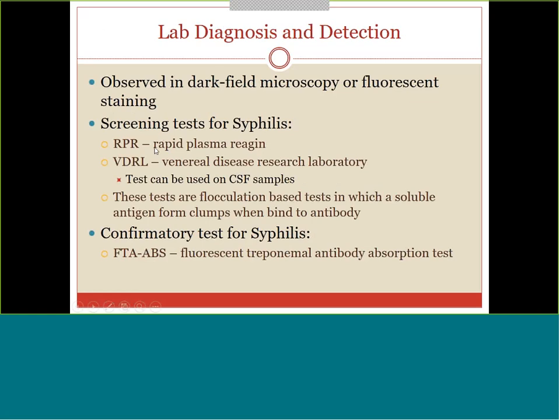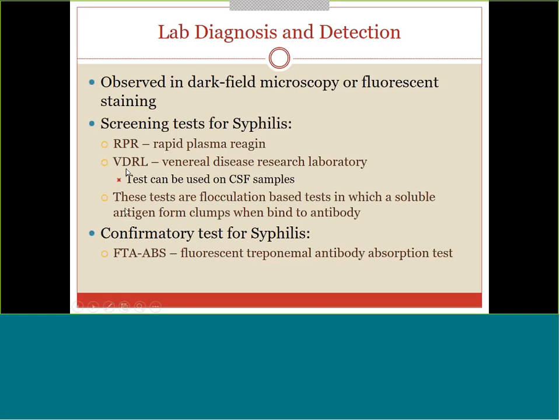The two screening tests are RPR and VDRL. RPR stands for rapid plasma reagin. Reagin is the type of antibody they're screening for. And VDRL just means Venereal Disease Research Laboratory. VDRL, just a special note, can be used on cerebrospinal fluid samples. RPR is not. RPR is more of a serum test. But VDRL can test on CSF, which works because if we're concerned about tertiary syphilis in the central nervous system, a CSF would apply there.